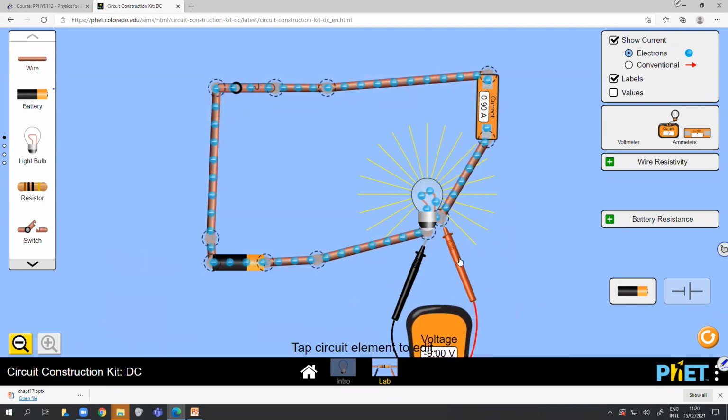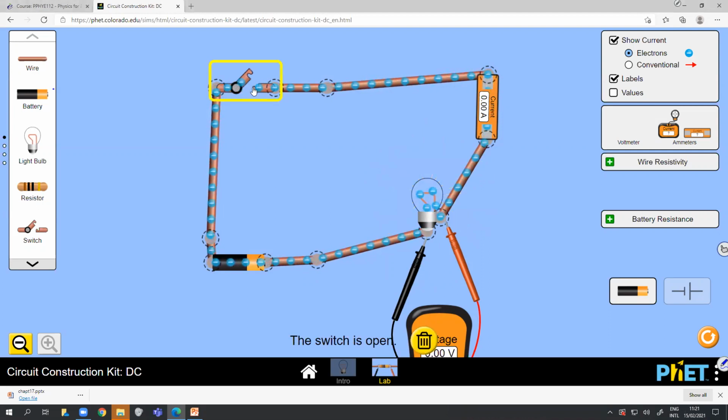You are connecting the voltmeter in parallel with the element, the bulb. If you want to measure the voltage across something, you have to connect the voltmeter parallel to that something. Is that clear? Ammeter should be in series and the voltmeter should be connected in parallel. Let me open the switch, I don't want to drain the battery. Right, let me get back to the slides.